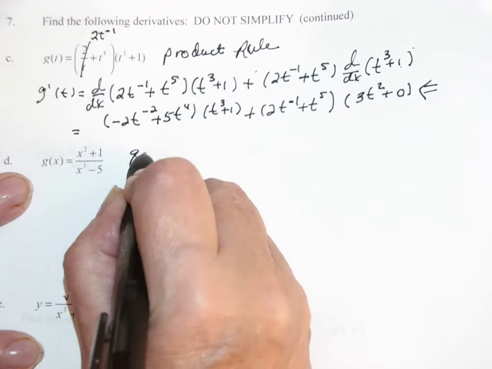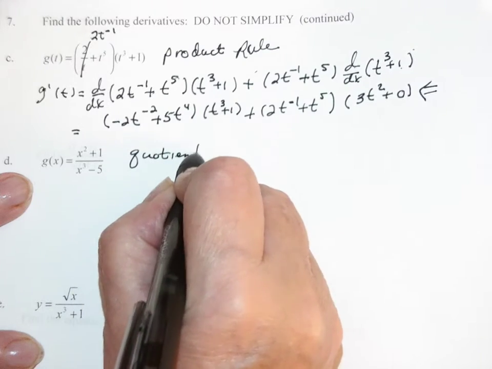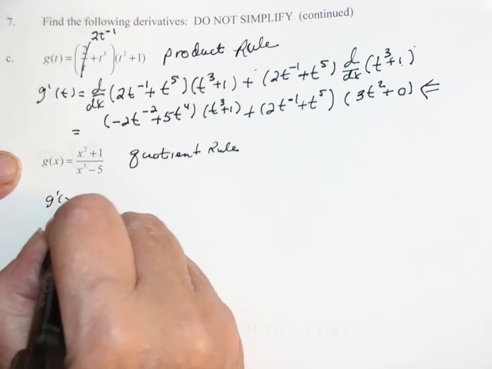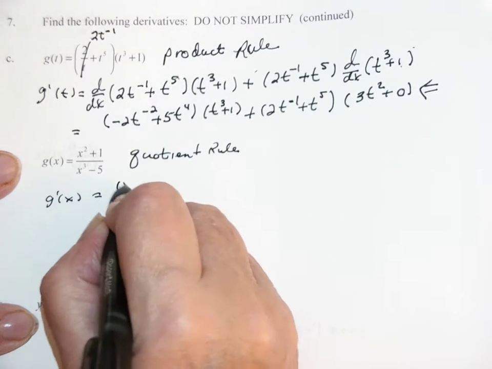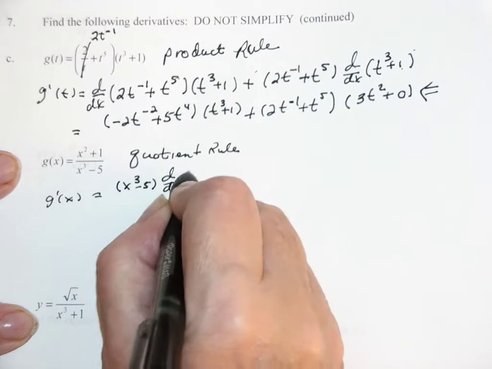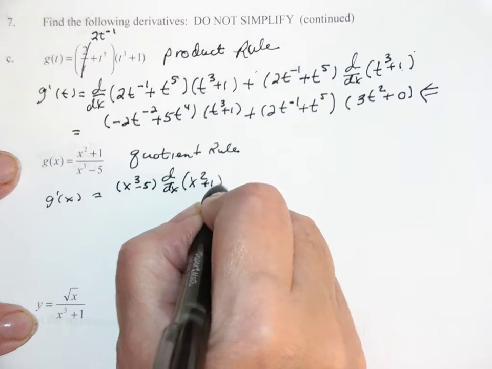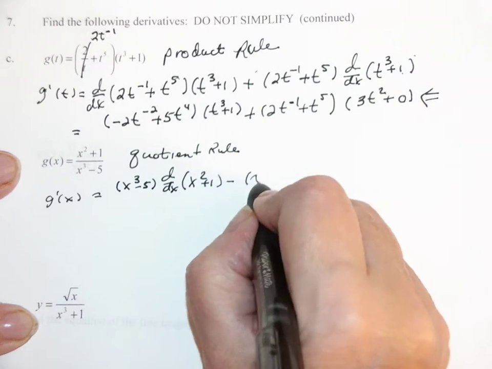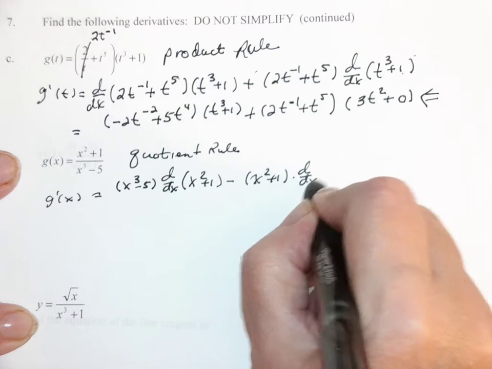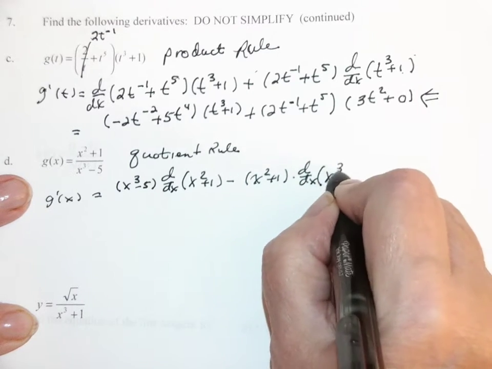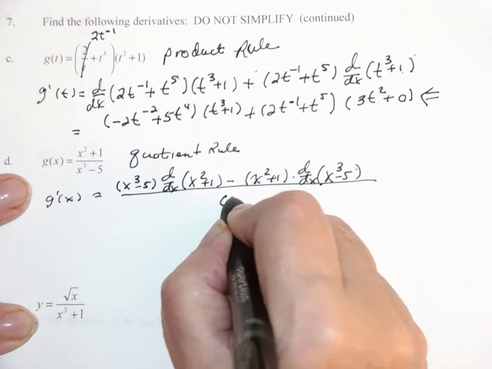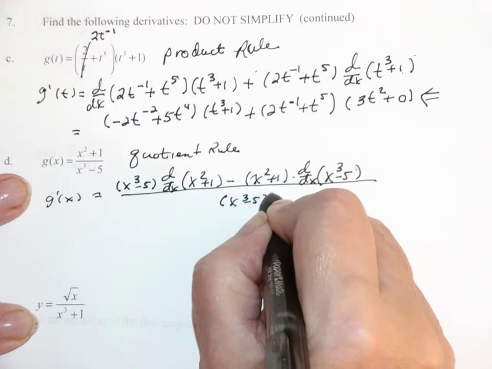This is straight out quotient rule. So G prime, bring the denominator up, x cubed minus 5, times the derivative of the numerator, x squared plus 1, minus the numerator, x squared plus 1, times the derivative of the denominator, x cubed minus 5, all over the denominator, x cubed minus 5 squared.